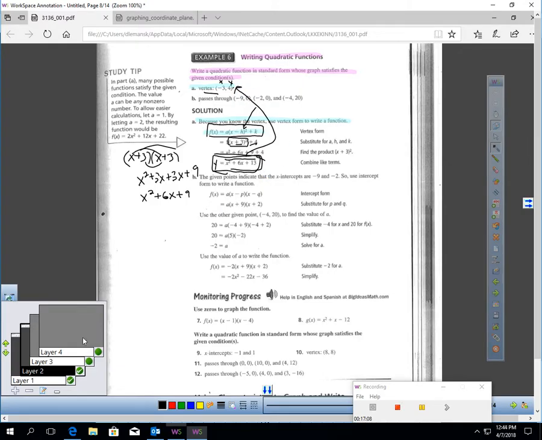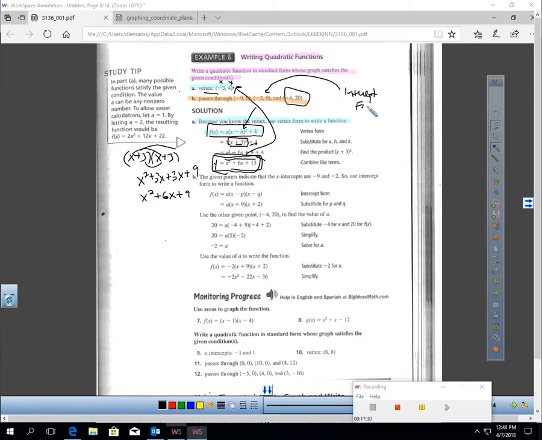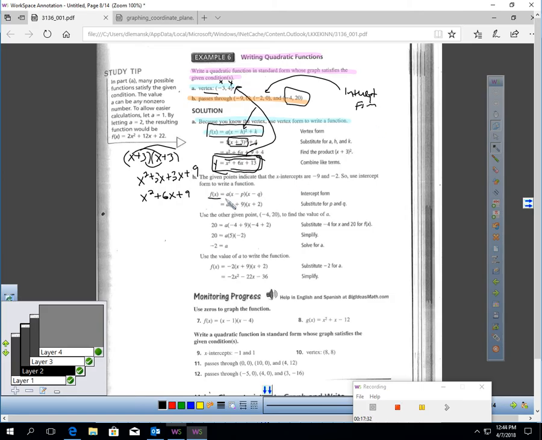In part B, this is giving me intercepts. I got a graph passing through 9, 0, negative 2, 0, and the point negative 4, 20. So this is intercept form. So let's start off with intercept form. You notice that's what they do. They start in intercept form. There's an intercept form quadratic. Remember, since this is horizontal, it's backwards from what it looks like. That's why you see a plus 9 and a plus 2 in there.